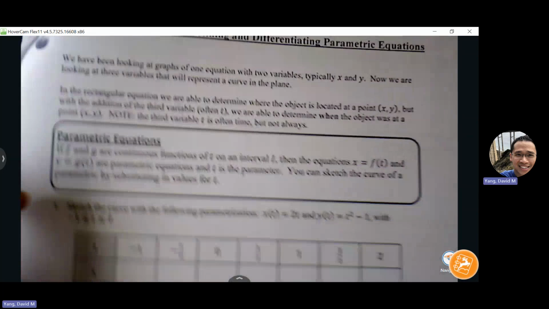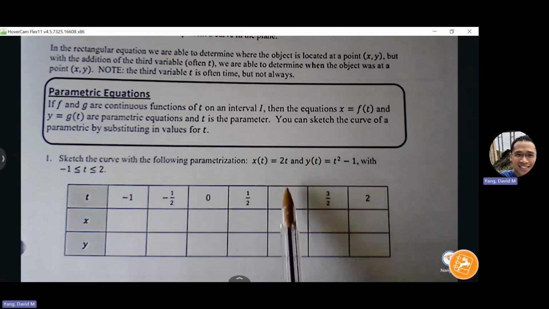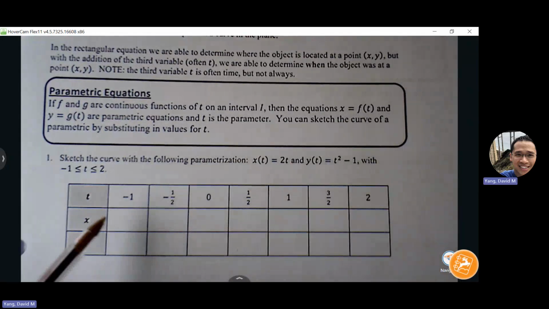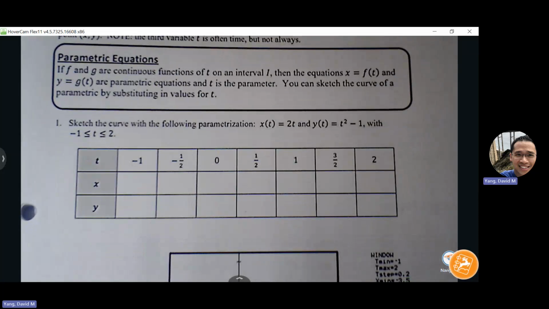You can sketch the curve of a parametric equation by substituting in values for t. So we have these t values, these time values, and we're going to take those t values, plug them in, and then find the ordered pairs. And from those ordered pairs, we can plot them onto our graph. Okay, so let's see if we can just start filling them in here.